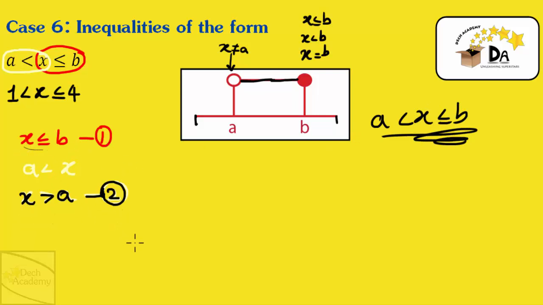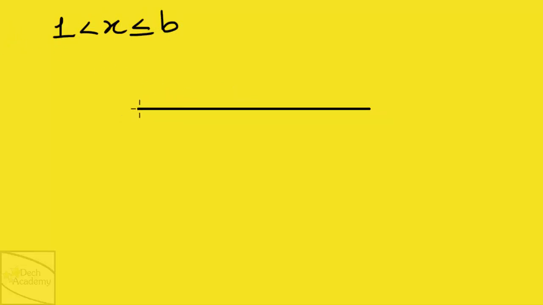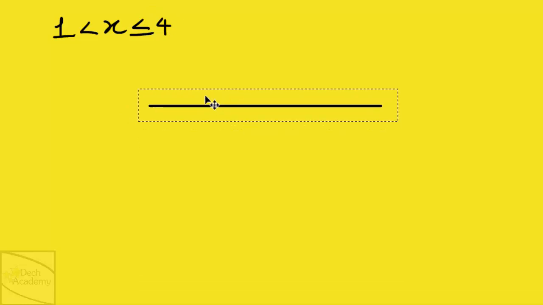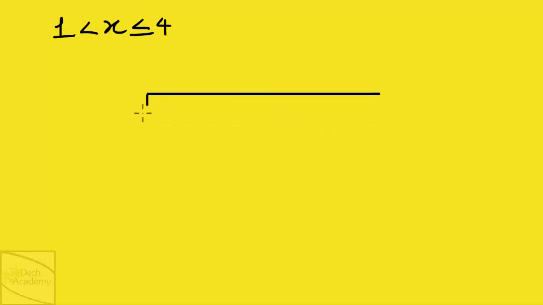So let's take an example. Inequality 1 is less than x, which is less than or equal to b. Here's our number line. Let's not use b, let's use 4, a real number. Number line, start from 0, 1, 2, 3, 4, 5, 6. This is just a number line containing possible values for x, but we want to show the valid values, the values that satisfy this inequality.